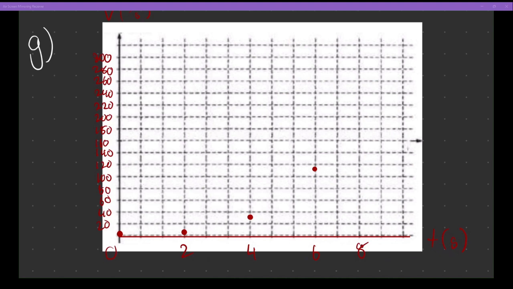And then 8 seconds is up more, right there. 8 seconds is about 285, so it's at the top of the graph. So it's about right there. So drawing a line like that, the graph looks something like that.